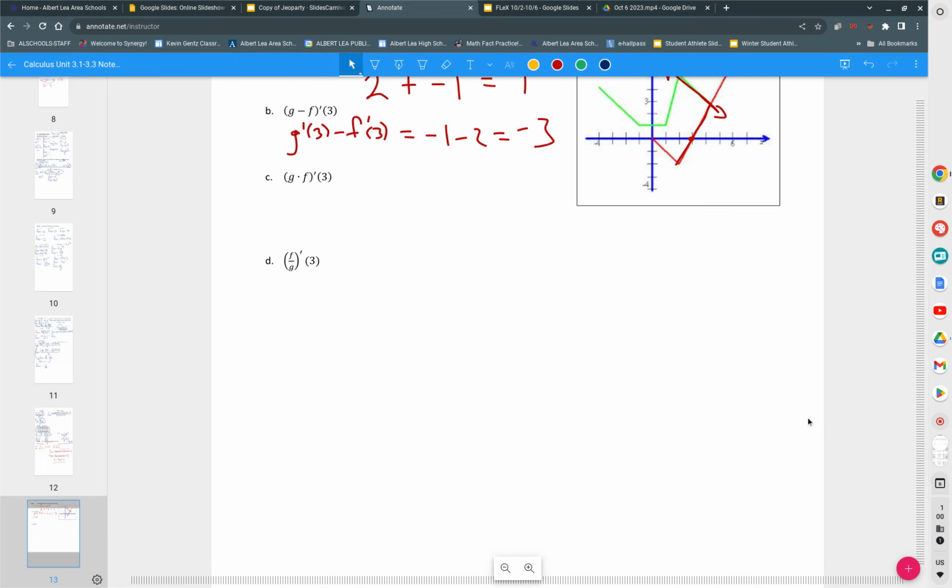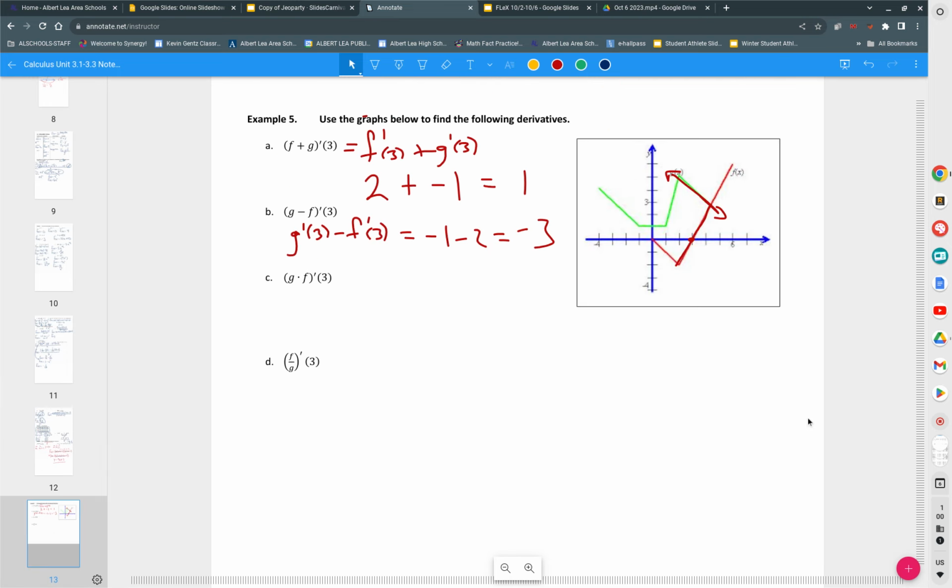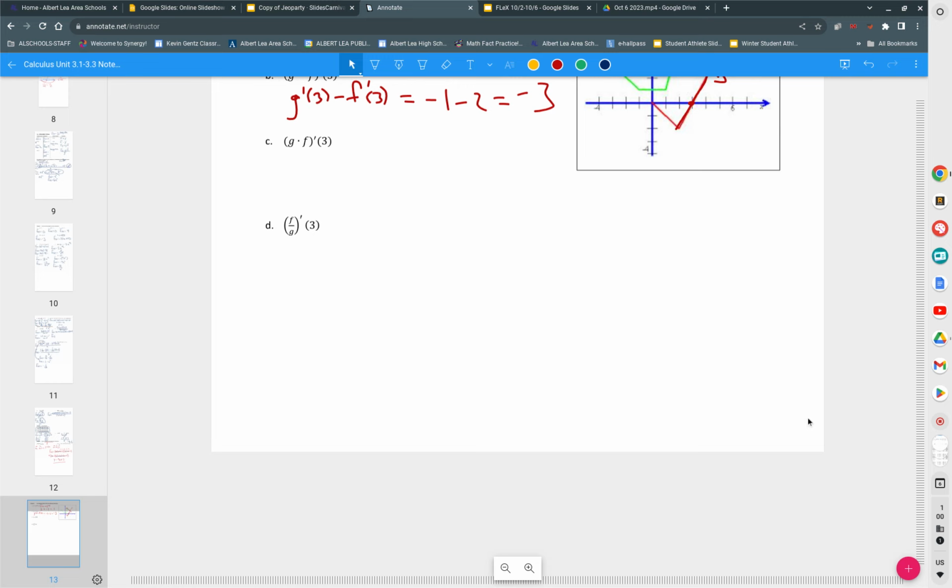And so, if you're ready to just make Mr. Gentz really, really, really mad, what would you do for this problem to just entirely anger me? -2 times 1. Yeah, you'd say, well, we're going to do -1 times 2 because we're going to multiply them together. Total disregard for anything regarding the product rule. Okay? Don't do that to me.